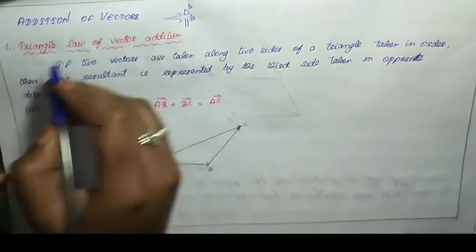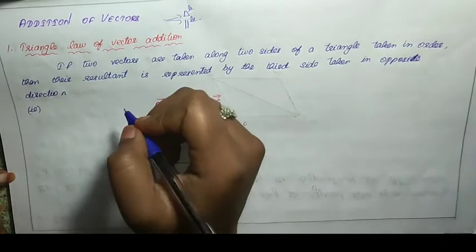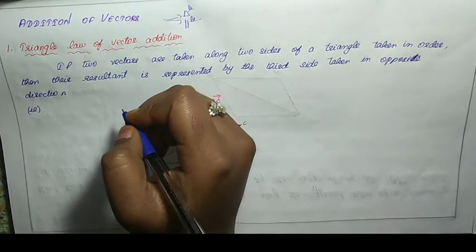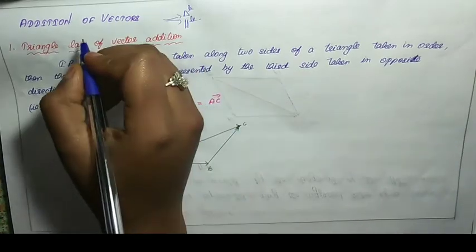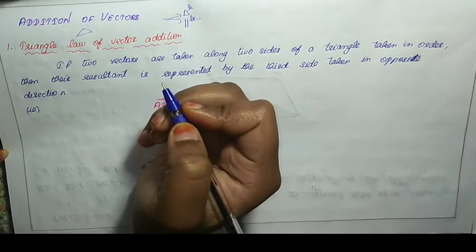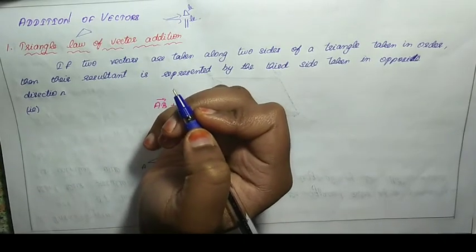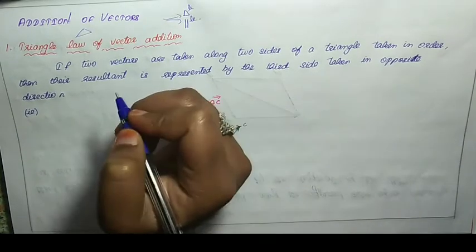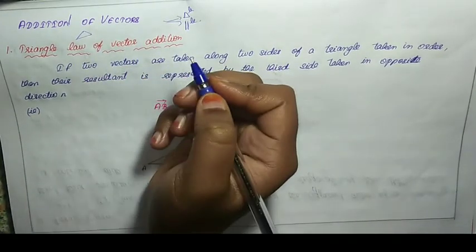So now, the first one is triangle law of vector addition. You all might think, what is this triangle law of vector addition? What is a triangle? That has three sides, right? So when there are two vectors, we will have a third vector which will be equal to the sum of those two vectors. That is what the triangle law of vectors is.